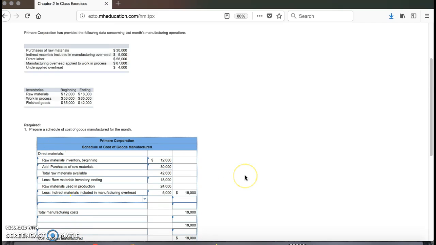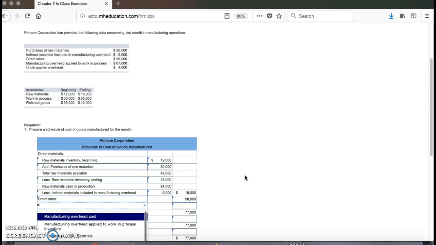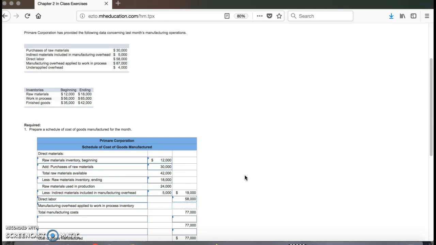After direct materials, so we always have direct materials, then we always have direct labor. So how much is our direct labor? So that's a given, so that's 58,000. And then our last item is manufacturing overhead. Manufacturing overhead applied to work in process inventory. So that's here. Manufacturing overhead applied to work in process, that's going to be 87,000. So we now have our total manufacturing costs. Okay, so we know what our direct materials, our direct labor, and overhead gives us our total manufacturing costs.